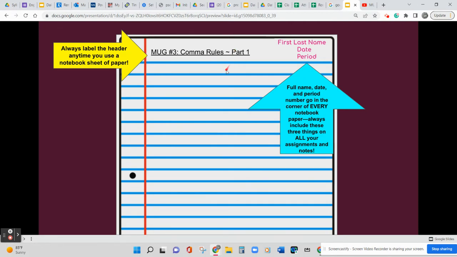Keep in mind, if your notes expand past the first page or the first piece of notebook paper, the headers for the next notebook sheet of paper that you use should say something like page 2 or 3, and then you can mark the first one up with part 1, page 1.